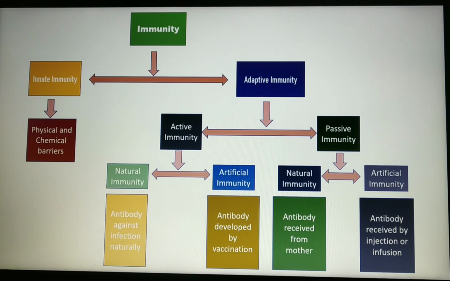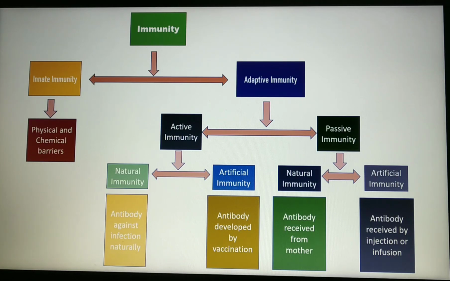Antibodies are produced naturally in the case of natural active immunity, and by vaccination in the case of artificial active immunity. Again, when an infant receives antibodies from the mother, it is called natural passive immunity. On the other hand, antibodies received by injection and infusion are an example of artificial passive immunity.